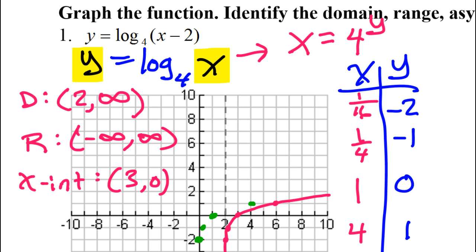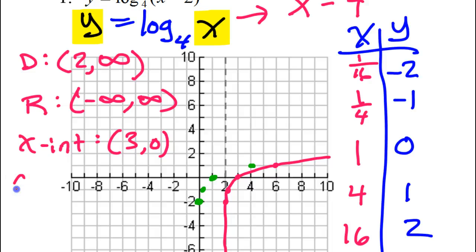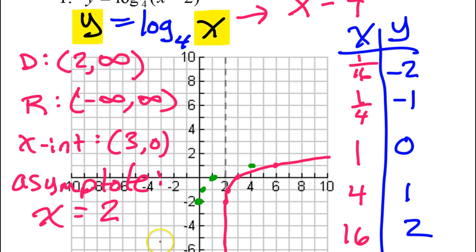Question? You're right. I almost forgot the asymptote. So, vertical lines are always x equals a number. So in this case, x equals 2 is the asymptote.